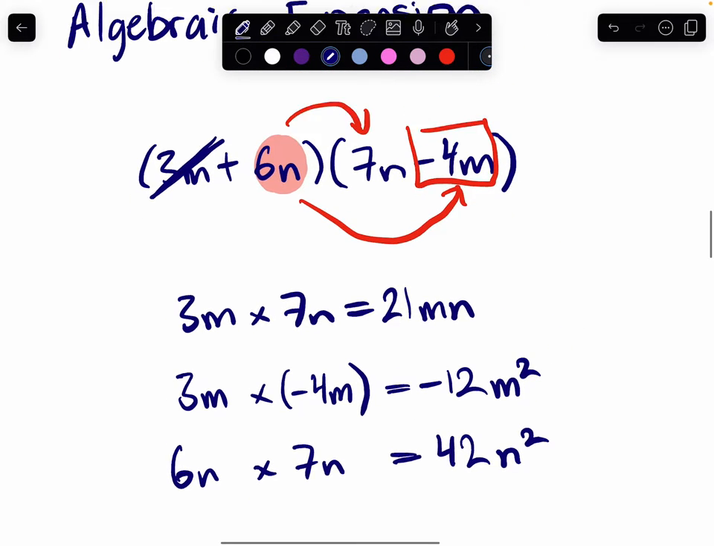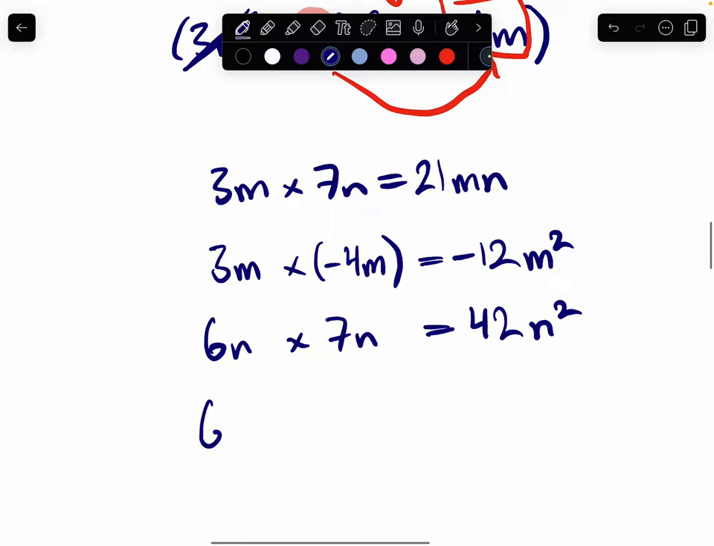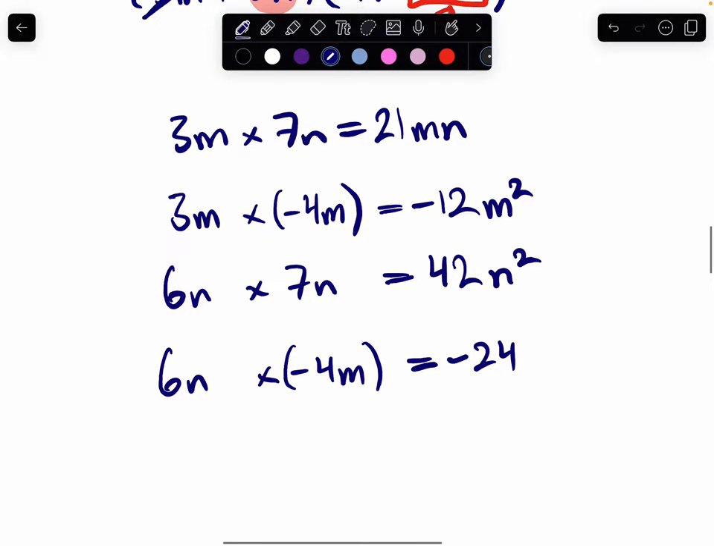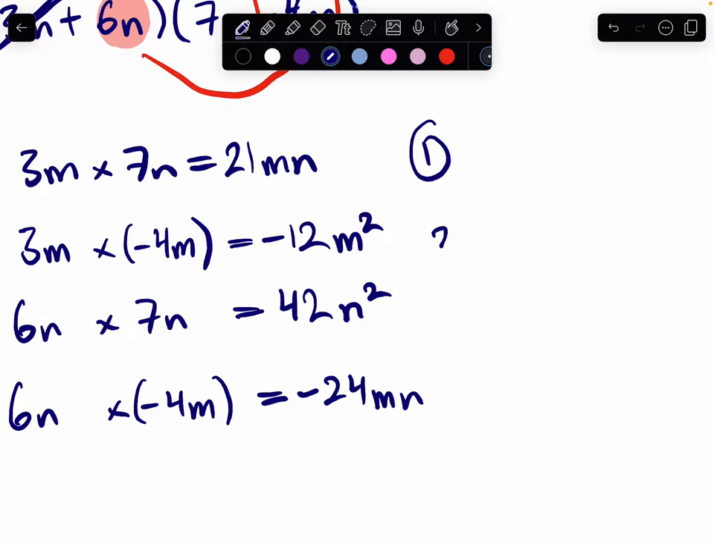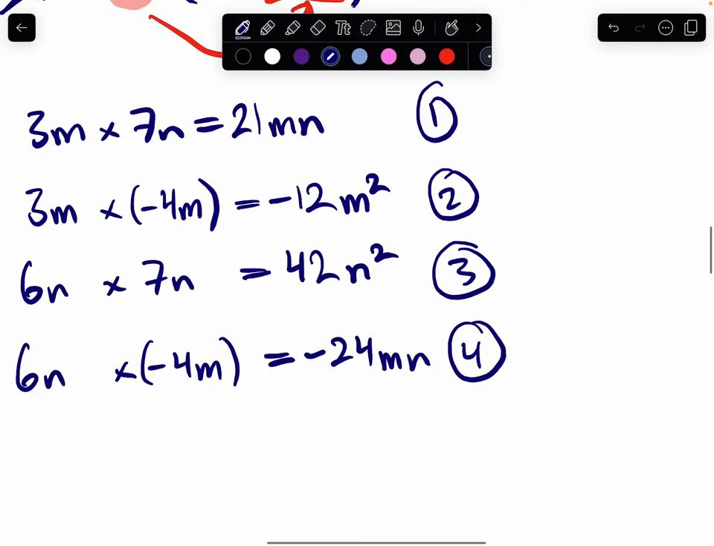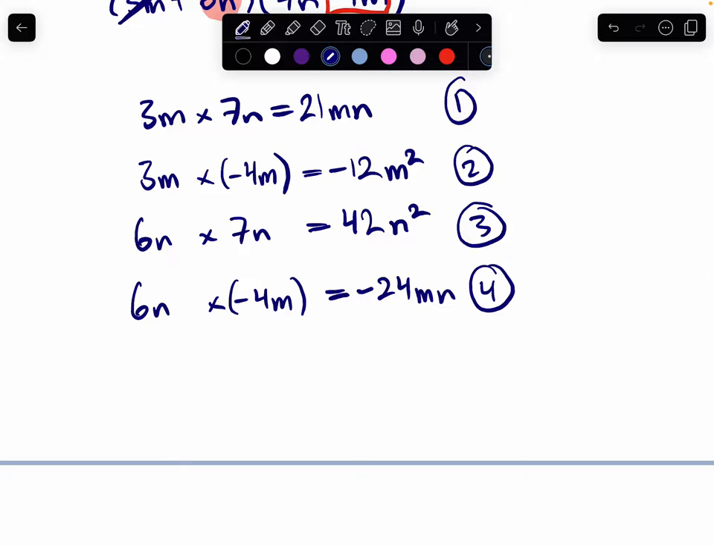And then 6n times negative 4m, brackets. 6 times negative 4, negative 24. N times m, mn. Right? So now we've got our four terms. 1, 2, 3, 4.